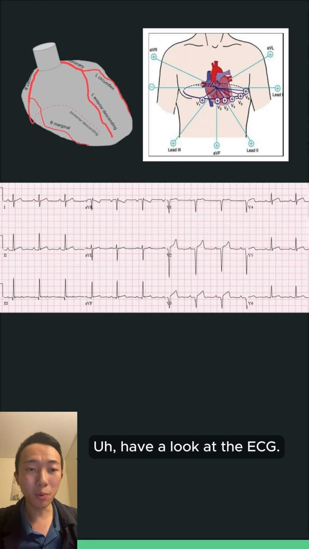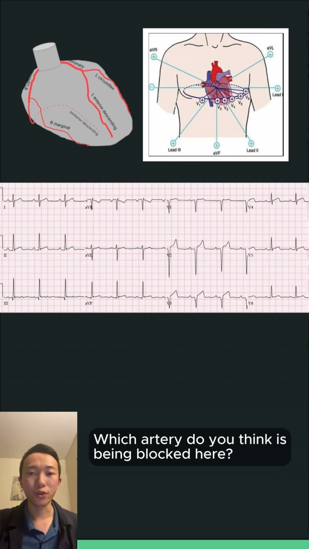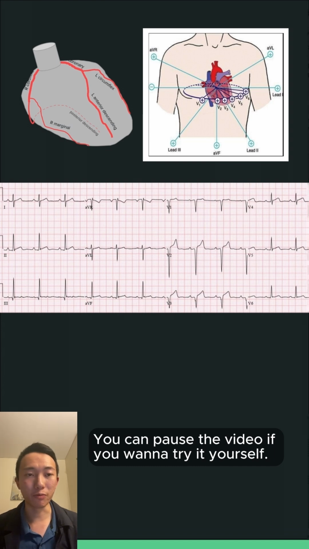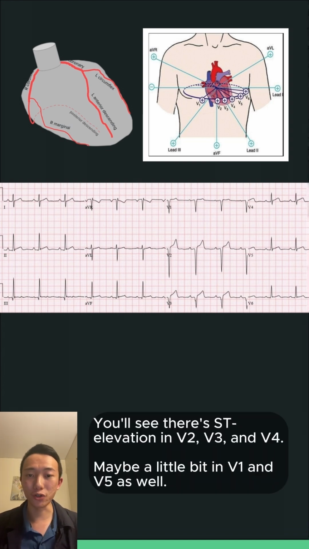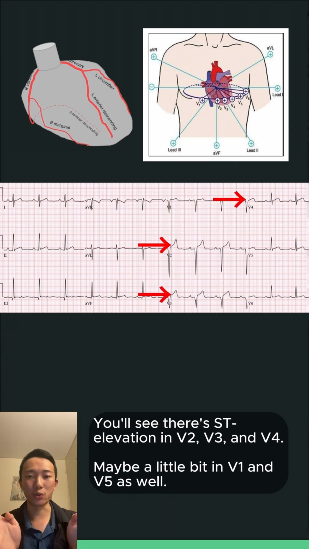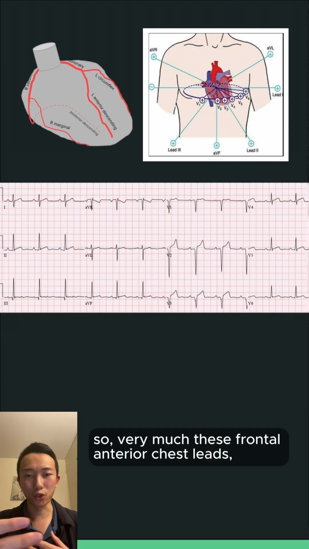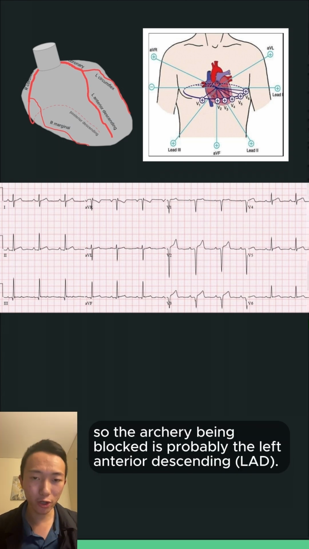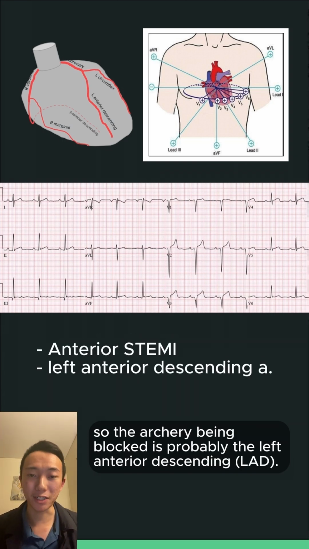Have a look at this ECG. Which artery do you think is being blocked here? You can pause the video if you want to try it yourself, but you'll see this ST elevation in V2, V3, and V4, maybe a little bit in V1 and V5 as well. So very much these frontal anterior chest leads. So the artery being blocked is probably the left anterior descending.